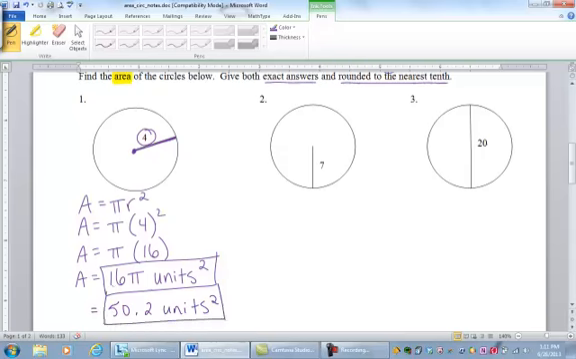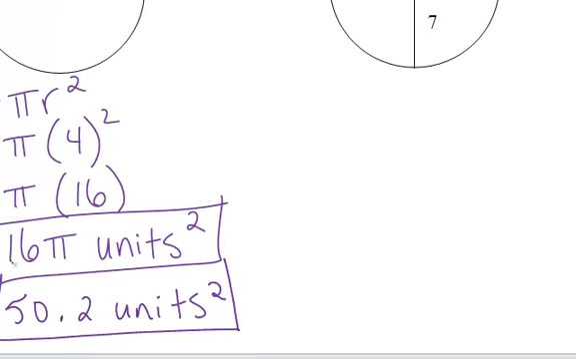So those are my two answers. The first one is an exact answer because it has pi in it, and for the second one, I went to my calculator and I did 16 times pi. And if you have one of those fancy calculators that has the pi button, it's just going to give you a lot more decimals. But the directions in this section want us to round to the nearest tenth, which just means 1 decimal place.